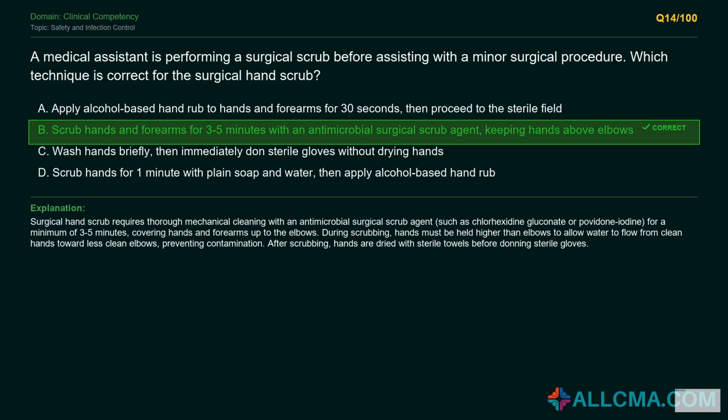Surgical hand scrub requires thorough mechanical cleaning with an antimicrobial surgical scrub agent, such as chlorhexidine gluconate or povidone iodine, for a minimum of 3 to 5 minutes, covering hands and forearms up to the elbows. During scrubbing, hands must be held higher than elbows to allow water to flow from clean hands toward less clean elbows, preventing contamination. After scrubbing, hands are dried with sterile towels before donning sterile gloves.